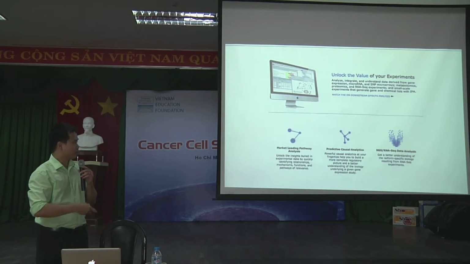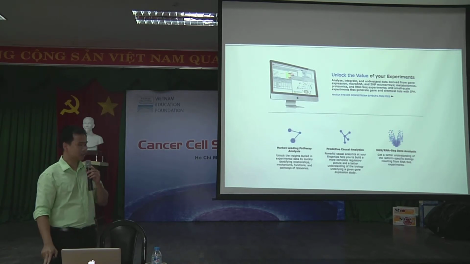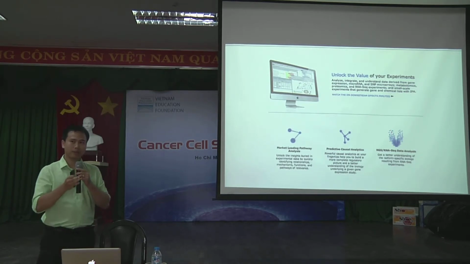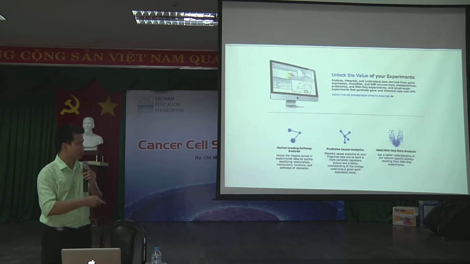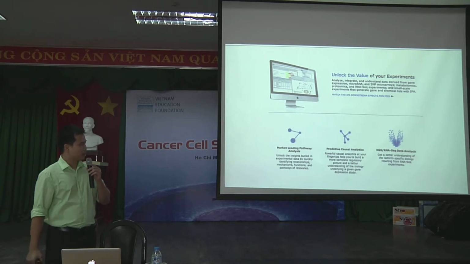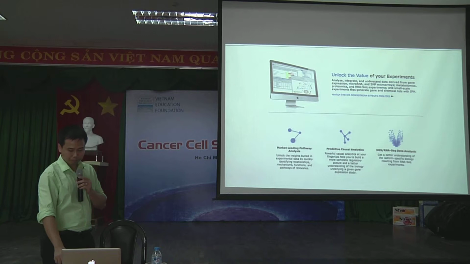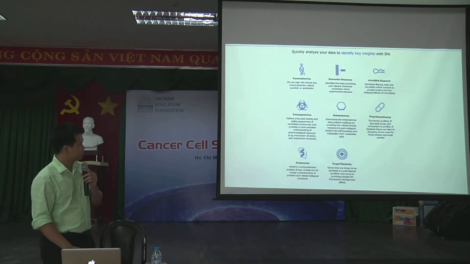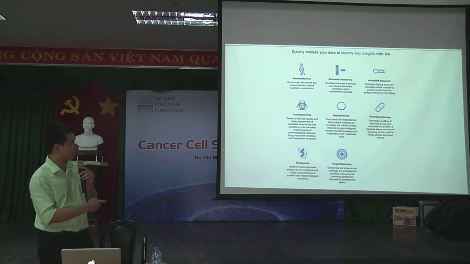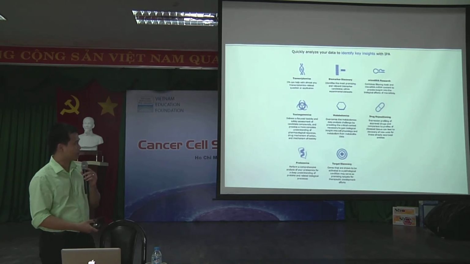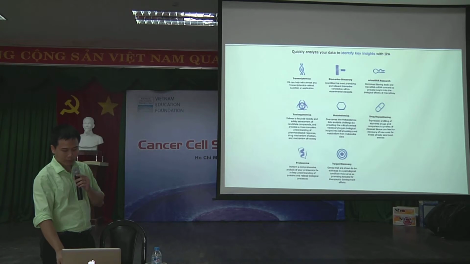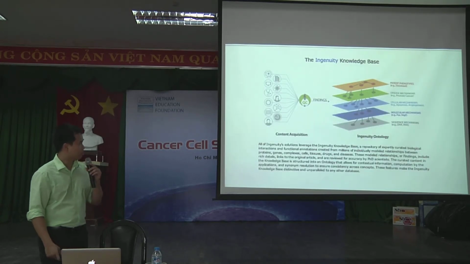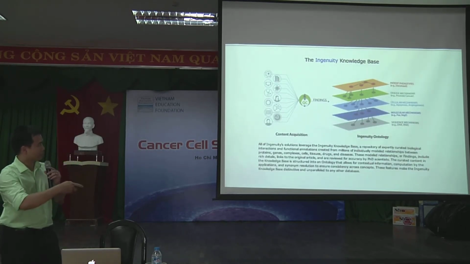We can also use IPA to predict causal analytics. For example, predict what is responsible for the disease or that phenomenon. We can also use IPA to analyze the RNA-seq data as well. So again, IPA can be used for multiple types of analysis like transcriptomics, biomarker discovery, microRNA research, proteomics, etc. And this is what they claim.